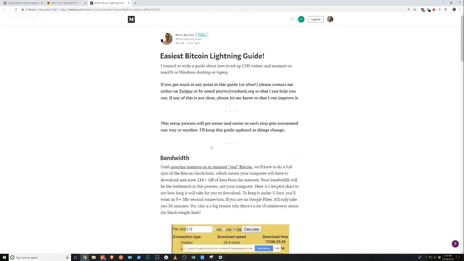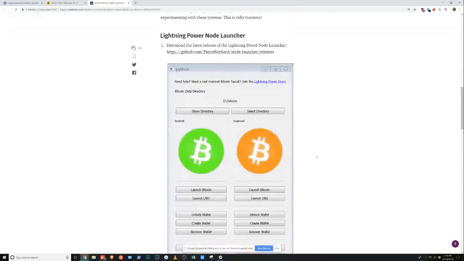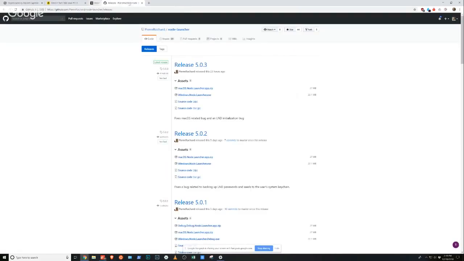Here's another thing on Lightning. Pierre Rochard, easiest Lightning guide, and basically, he talks about how to do a Lightning Power Node launcher, and of course, he has a GitHub with a release. And if you want a Windows node launcher, all you have to do is click this link and launch it on your Windows, and you will have a Lightning node going right away.